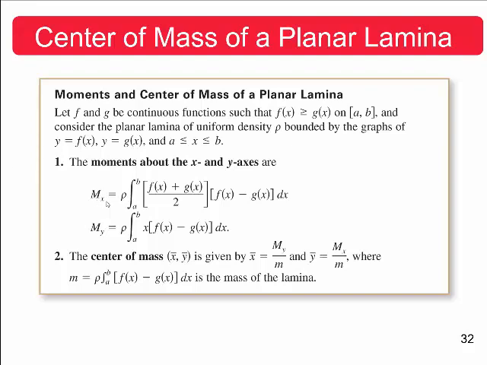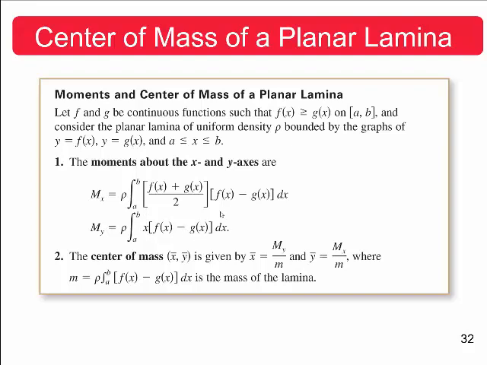So the moment about the x-axis is equal to the density times the integral from a to b of, in parentheses, f of x plus g of x divided by 2, times f of x minus g of x, dx. Now the moment about the y-axis is equal to the density multiplied by the integral from a to b. Now, this one's a little different. It's just x times f of x minus g of x, dx.